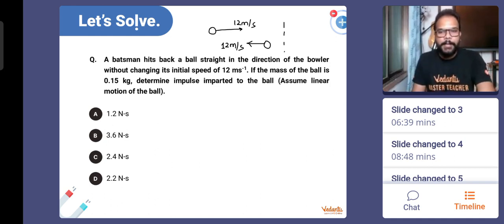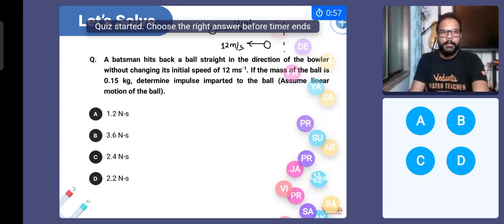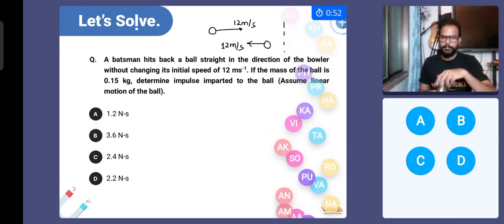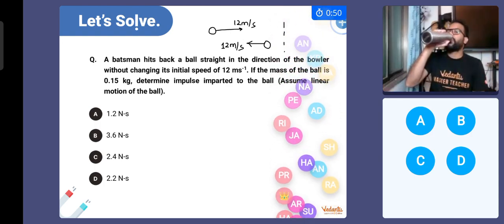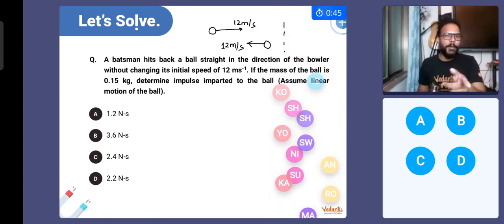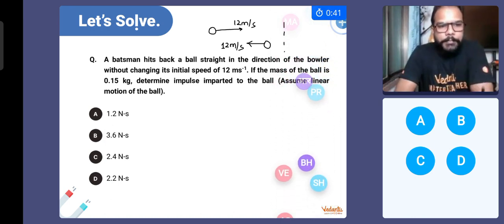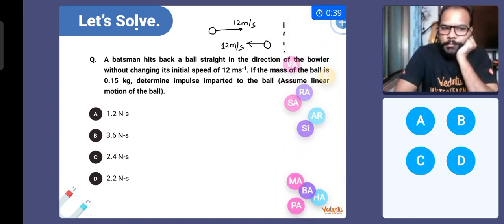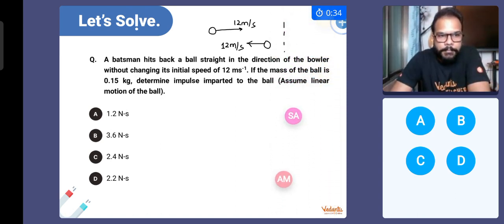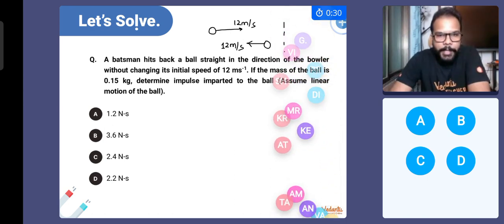Giving you people 60 seconds. Time starts in 3, 2, and 1. Any of the velocities you can take positive, the other one will become negative. So you have to find change in velocity or change in momentum. Let's see how many people got this right.